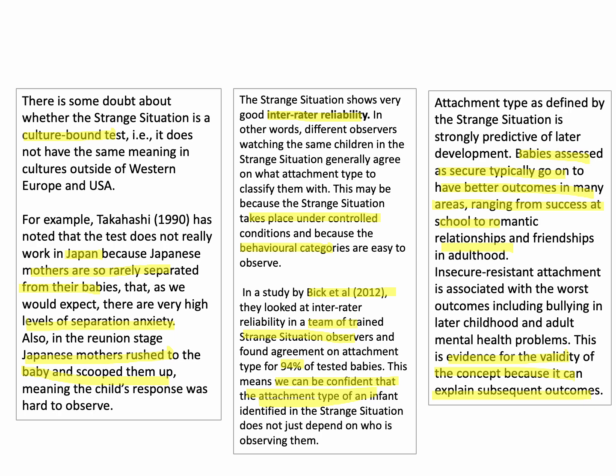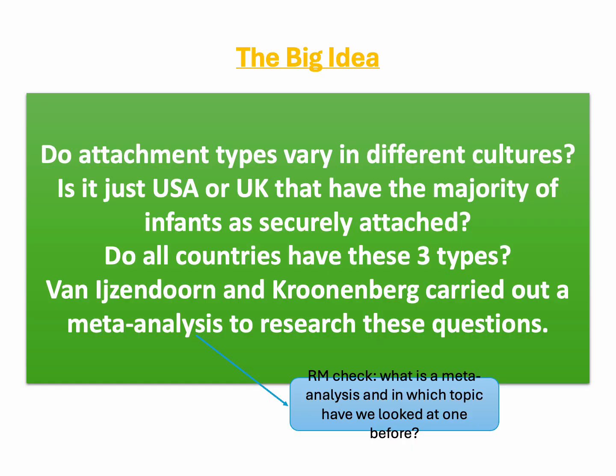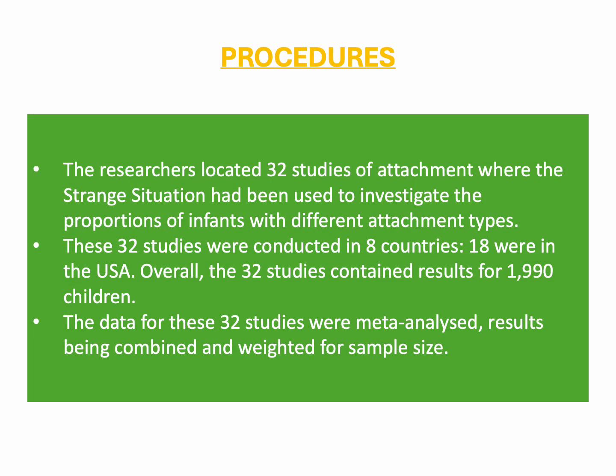We're now moving on to the cultural variations by Van Ijzendoorn and Kroonenberg. So they conducted a meta-analysis. This is a piece of secondary research that they didn't carry out themselves, but they used other people's studies of the strange situation in different countries or cultures, as they claimed. And so we move on now to look at the procedure involved.